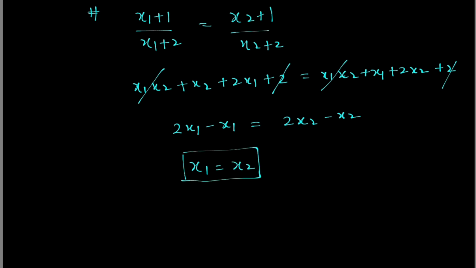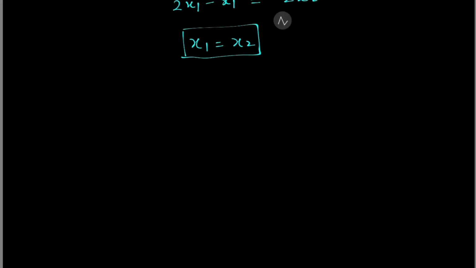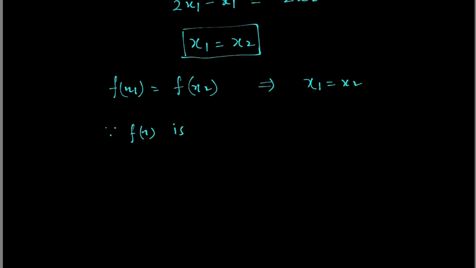So where I have started from, I started my journey from f of x1 is equal to f of x2, and I got the value x1 is equal to x2. Means the given function f of x is a one-one function.